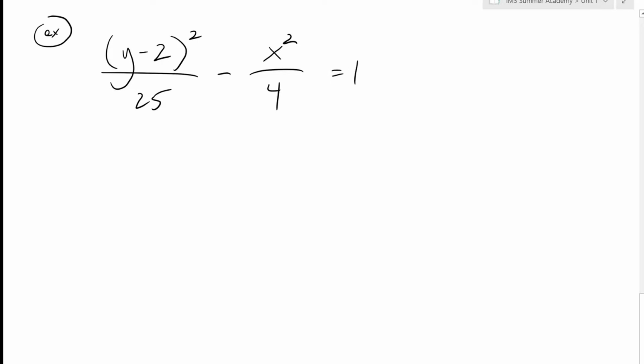So just looking at this right off the bat, two sets of fractions, subtraction. It's going to be a hyperbola, but it's y first. That means my hyperbola shapes are going to be up and down this time. Let's go ahead and get to work on it.